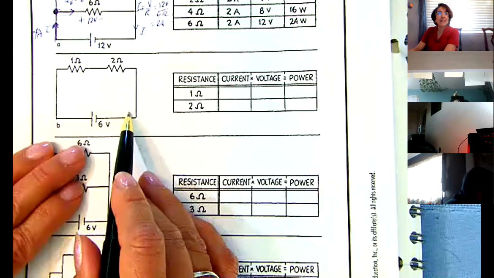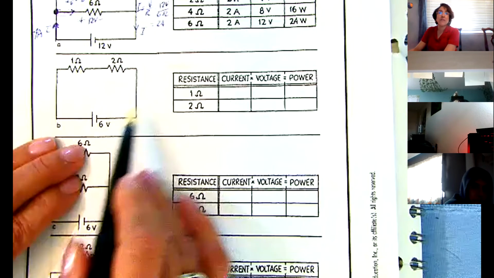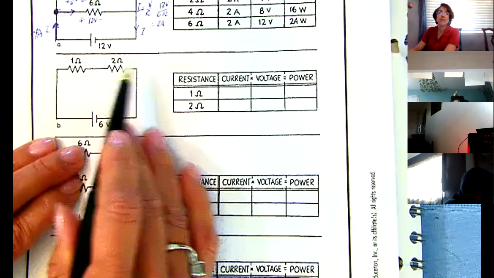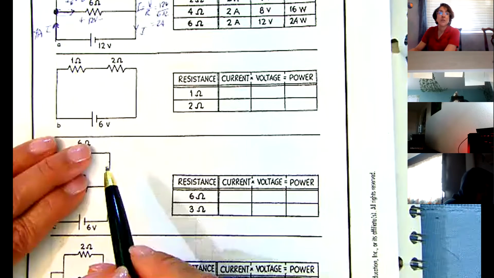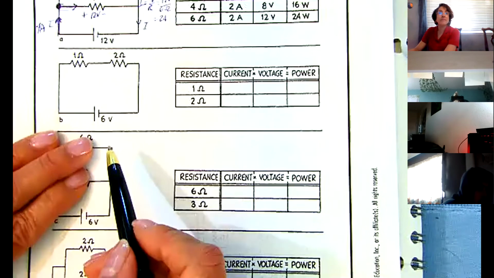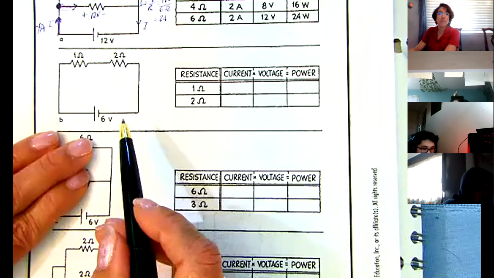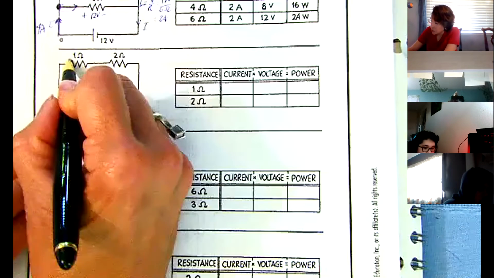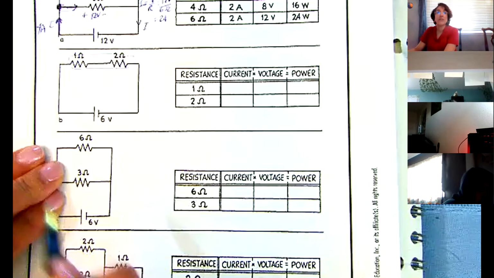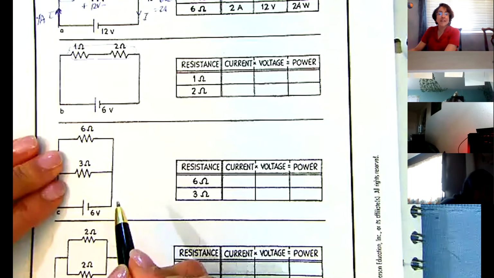To find the current, the voltage across here, and the power, everything. What's the first thing I need to do? You need to identify that they are in series. Good job. Okay, these are in series. So what do I do when they're in series? You add them and you should get 3 ohms.